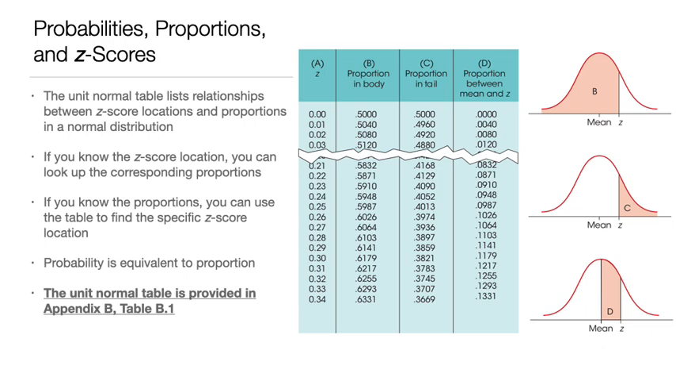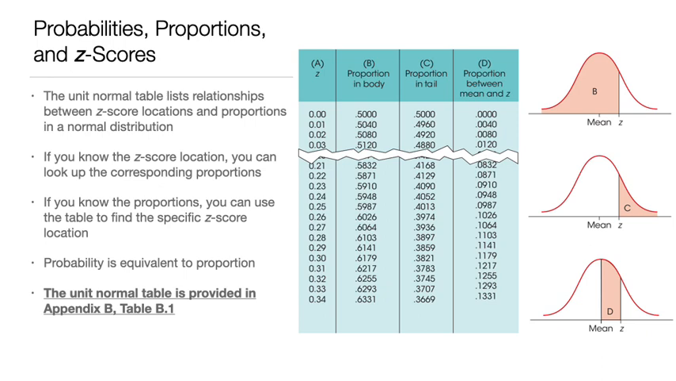Column C will be the proportion in the tail. The tail is whatever that smaller piece is. Your unit normal table in your book went ahead and did a favor for you, and it gave you another column, which is the proportion of the area under the curve between the mean and the Z-score.